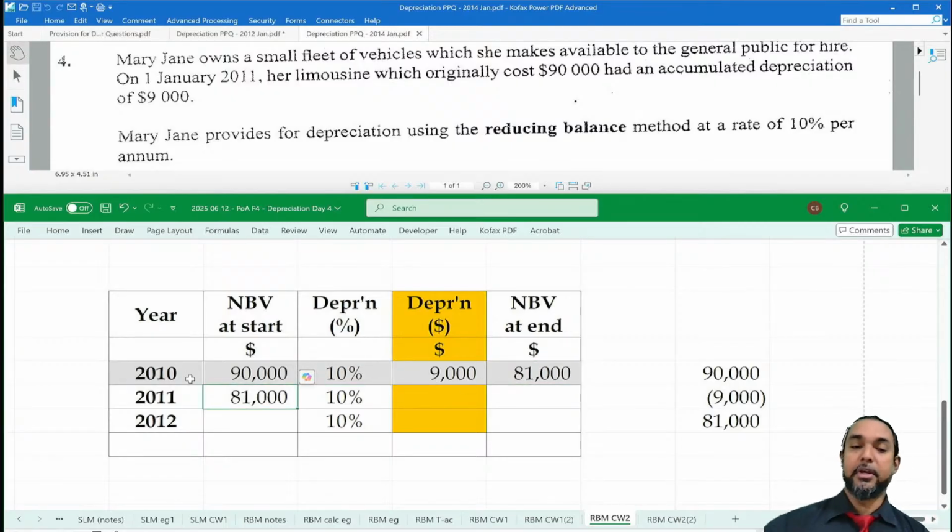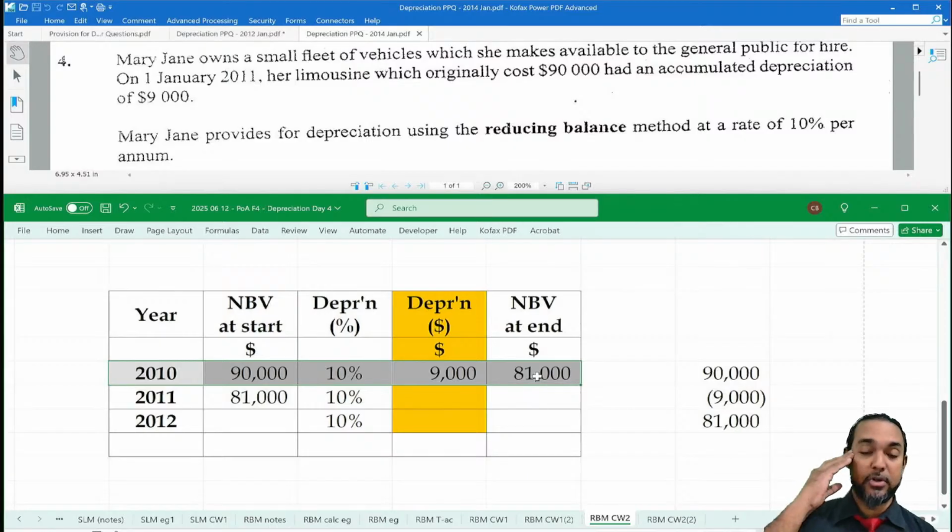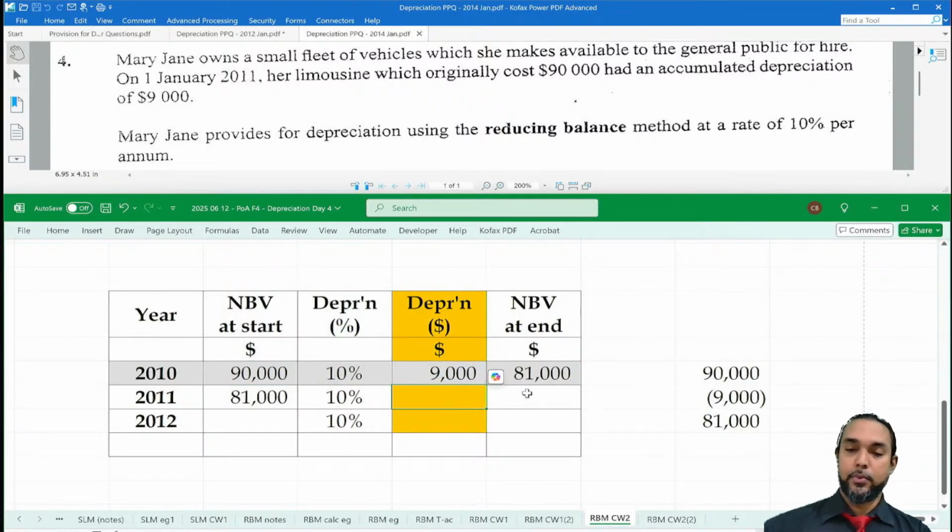So we figured, basically what happened is they bought the limousine in 2010 for 90,000 and depreciated it by 10% for that year. So in year 2 now, the depreciation will be 81 by 10%, which is 8,100. And then we take 81,000 minus 8,100, I think it's 72,900. Yeah.